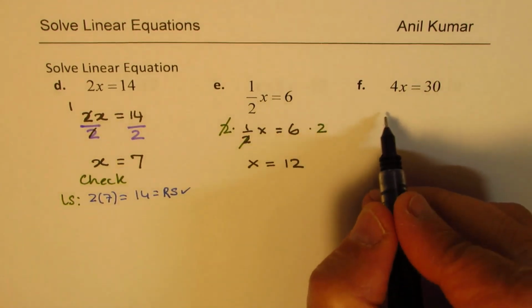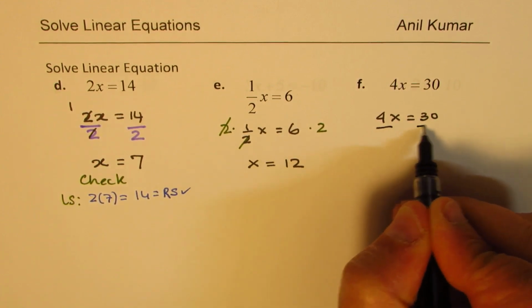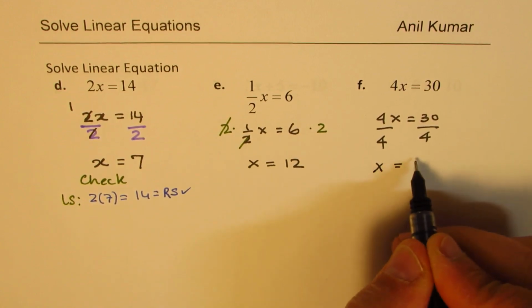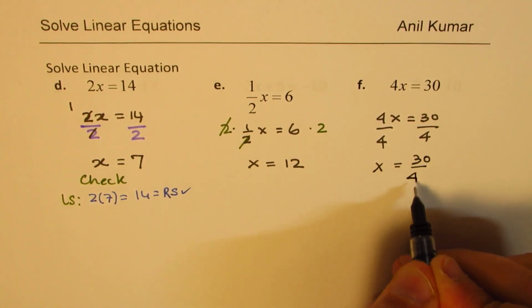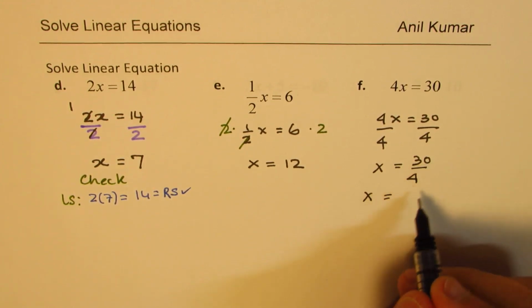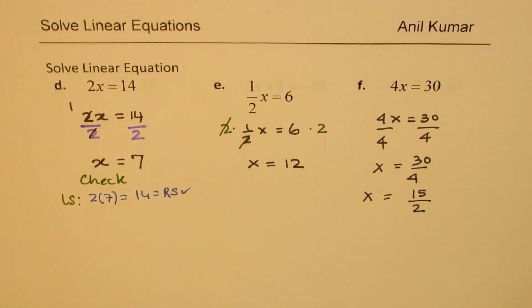Well, let's follow our steps. 4x equals 30. I'm going to divide both sides by 4. When I divide, I get x here, and here I get 30 over 4. Now this could be simplified. We could divide both by 2 and write this as 15 over 2, right? Does that make sense to you?